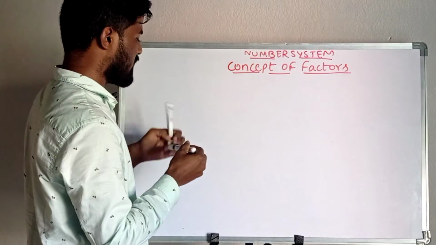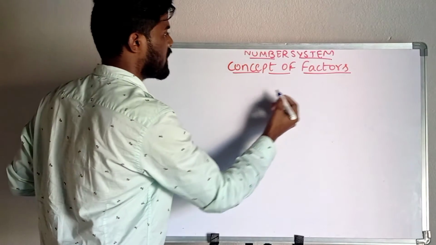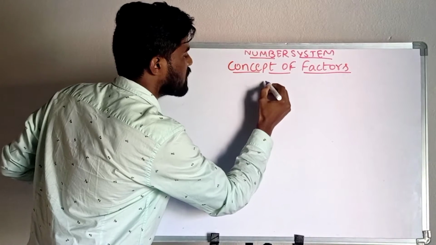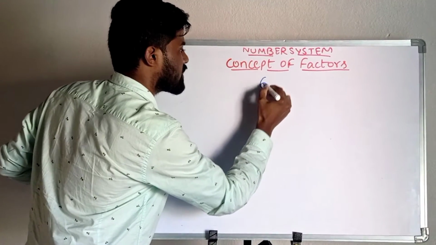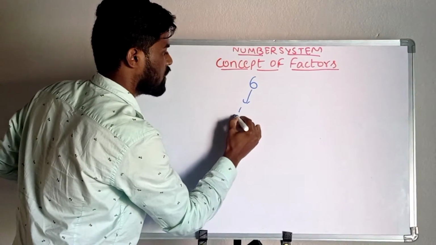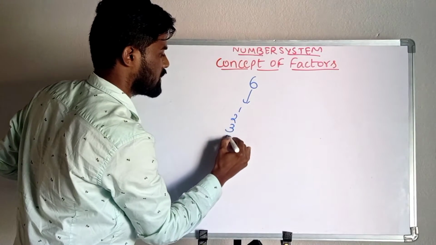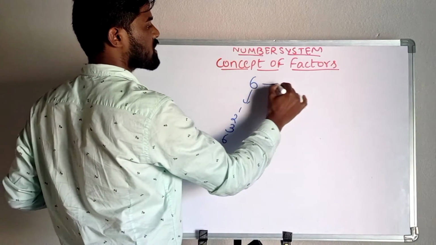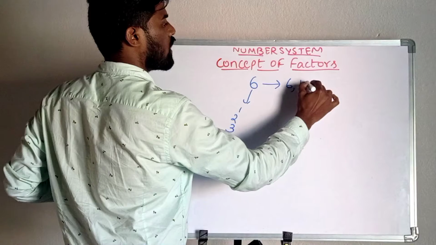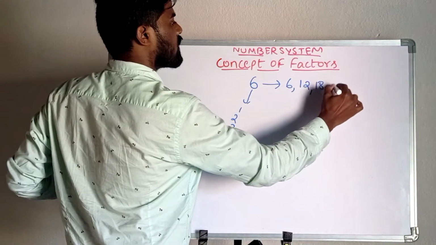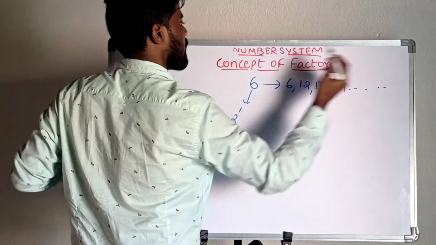First, I will show you the difference between factors and multiples. For example, if you take the number 6, the factors of 6 are 1, 2, 3 and 6, whereas the multiples of 6 are 6, 12, 18, 24 and so on, it continues.